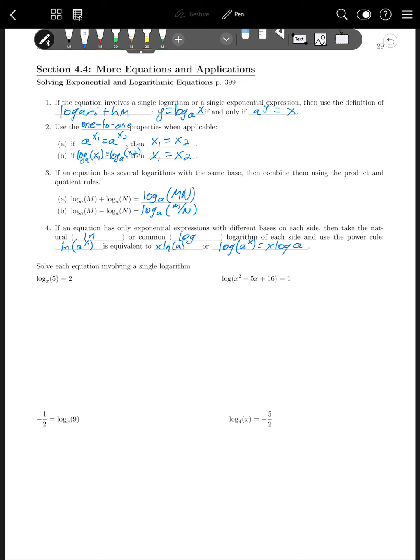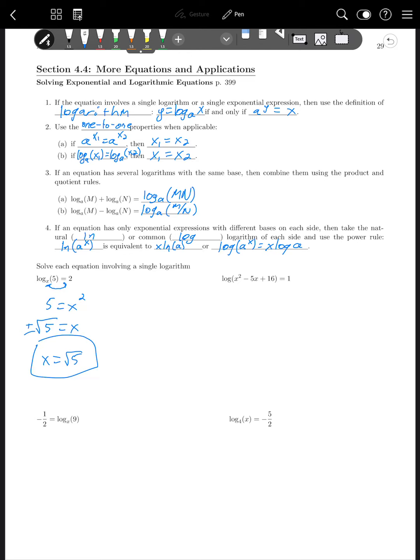So in this first case, our variable is in the base. So if we use the definition of logarithm, this becomes 5 equals x to the second power. And then we can solve that because that's just an exponential equation. So we take the square root of both sides and we get plus or minus the square root of 5 equals x. And in this case, because it's the base of a logarithm, bases of logarithms can only be positive. So the answer is x equals the square root of 5. Okay, so that's the idea.